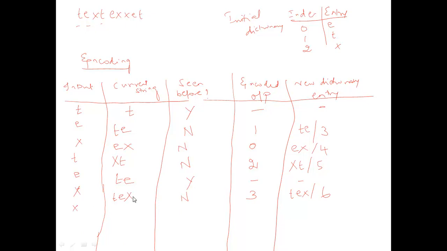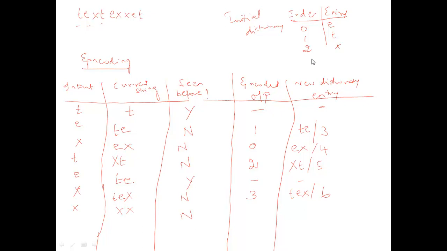The current string is the previously unencoded letter. The previously unencoded letter is this last X, and the current input is X, so XX. Have you seen XX before? You can see it's not there, so you write no here. Then what is the encoded output? Whichever was previously unencoded, only this X.